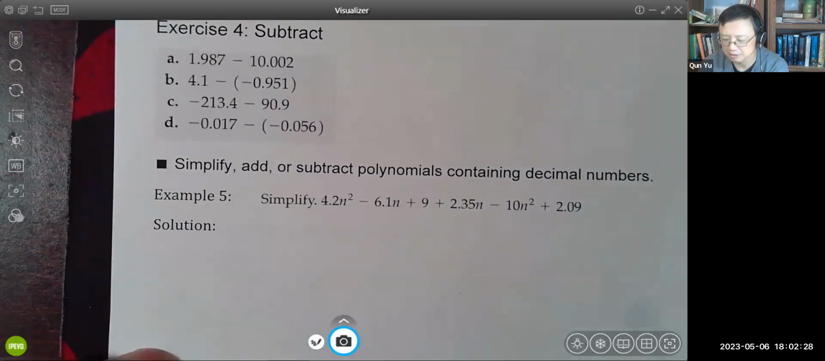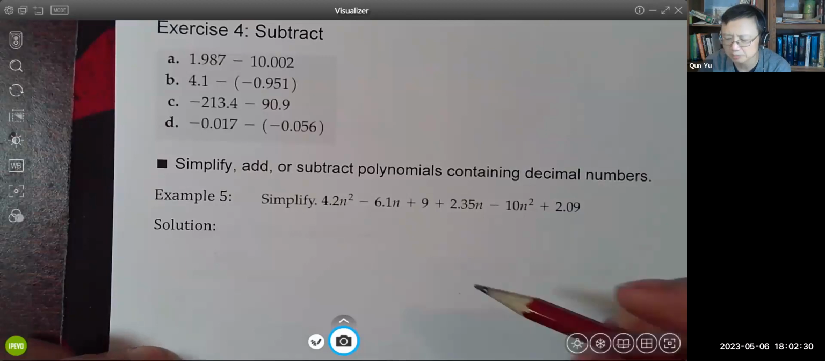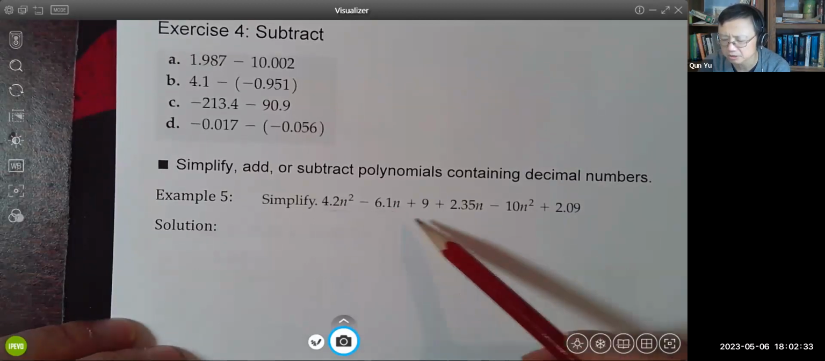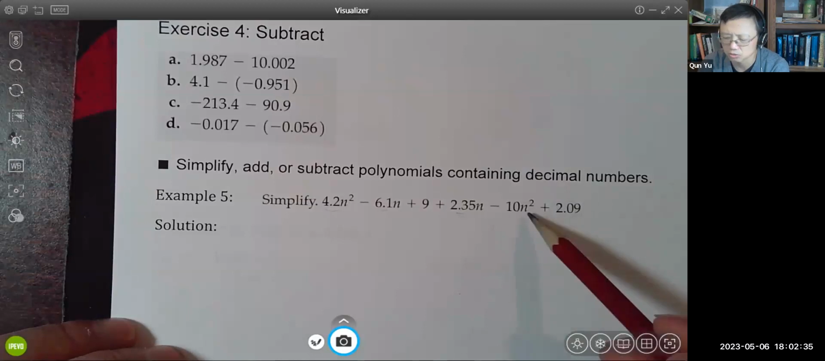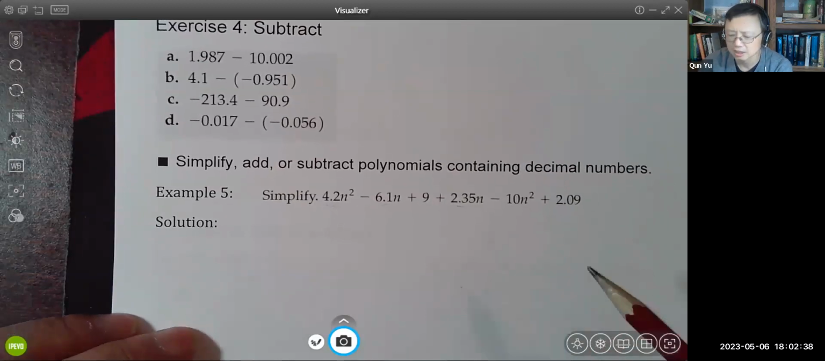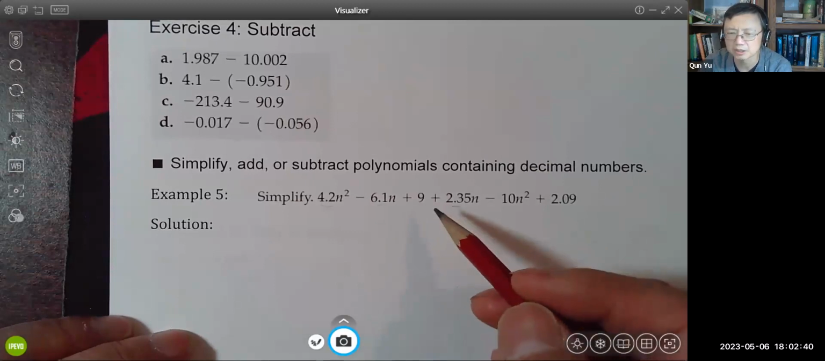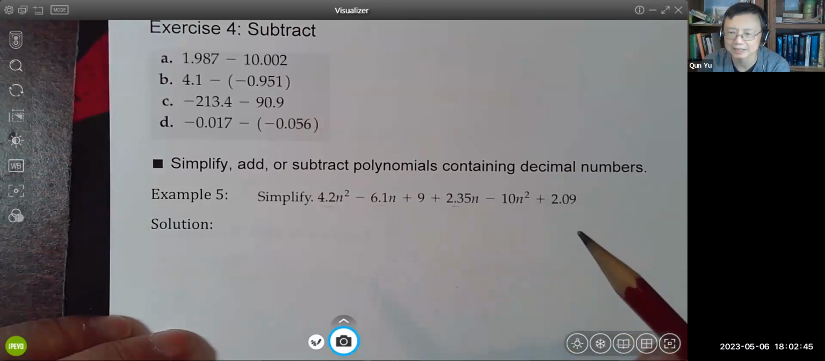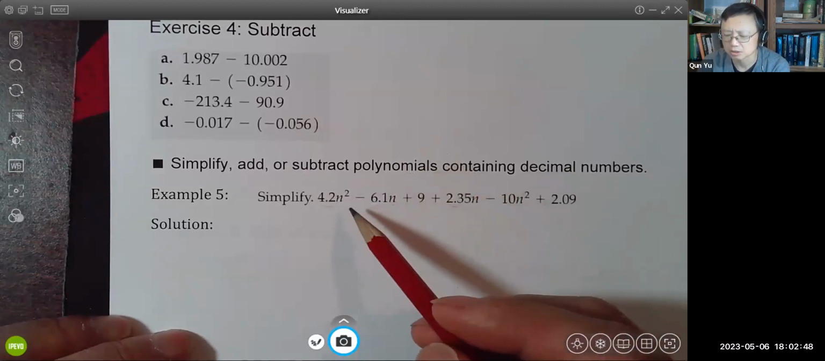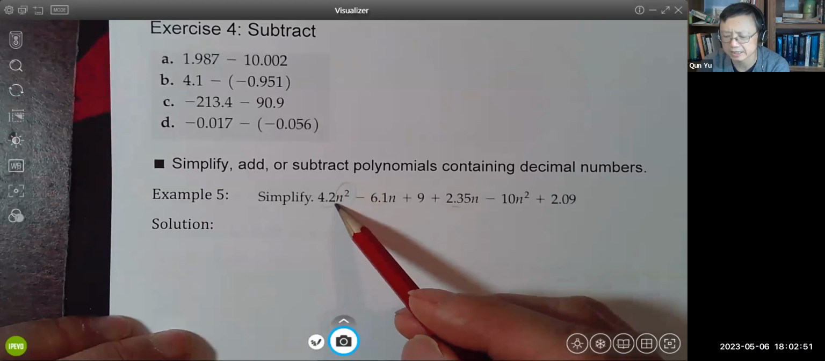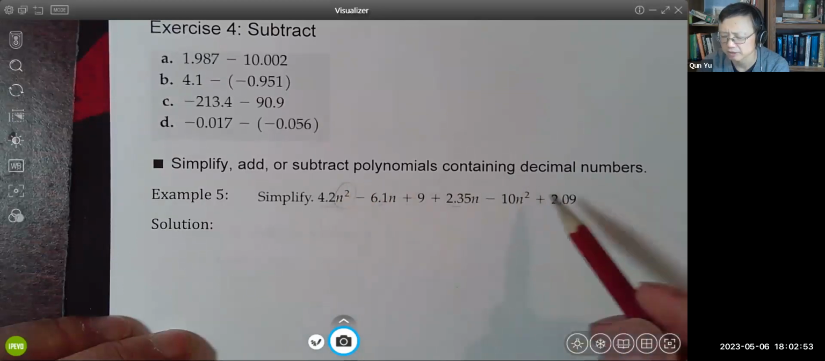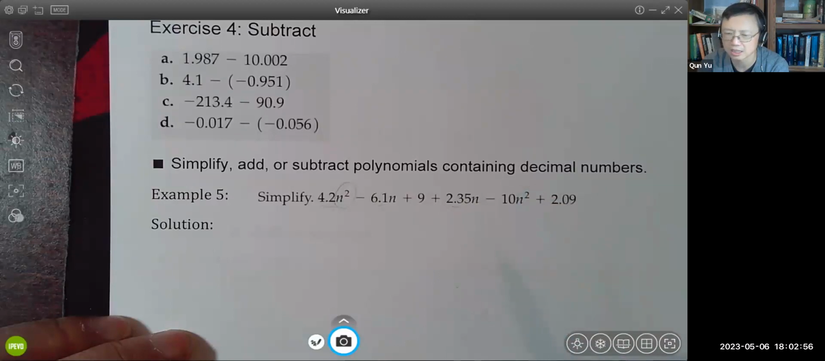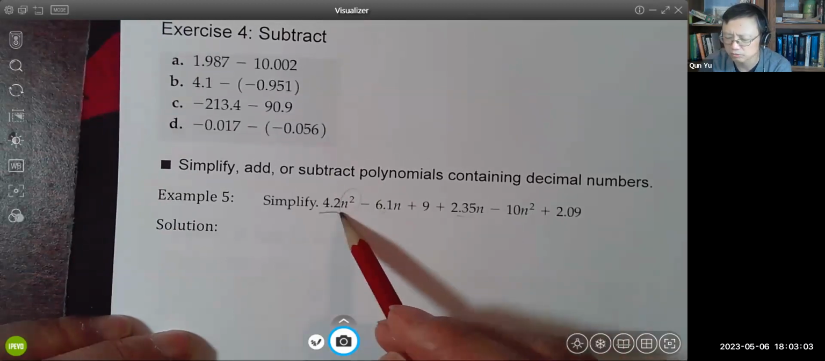Now our next objective, we want to simplify a polynomial with decimal numbers as coefficients, or whole numbers. When we simplify a polynomial, when we add or subtract, in algebra, we want to combine like terms. That means the terms whose variable parts are exactly the same, like n squared term. We have another n squared term. These two are called like terms. You can only add or subtract like terms. So these two will be combined.